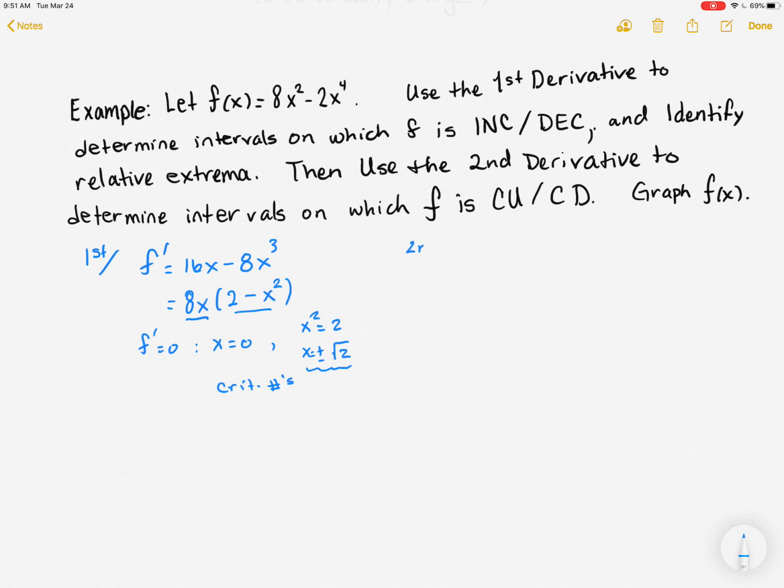Now we're going to look at the change in sign of f prime. So let's put our critical numbers in order. Negative square root of 2, 0, and the square root of 2. And we're analyzing the sign of f prime. And that's going to tell us the direction of f. Okay, so I'm plugging numbers into here.